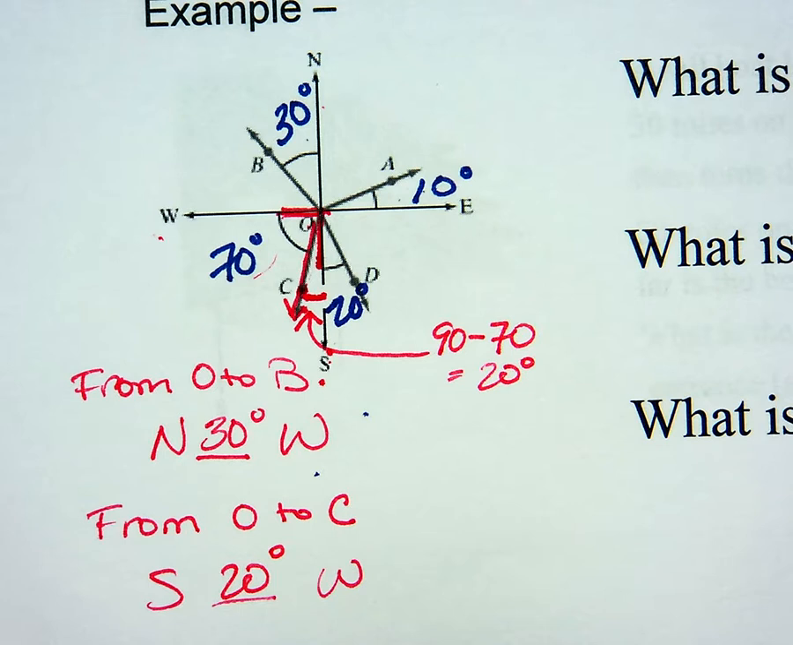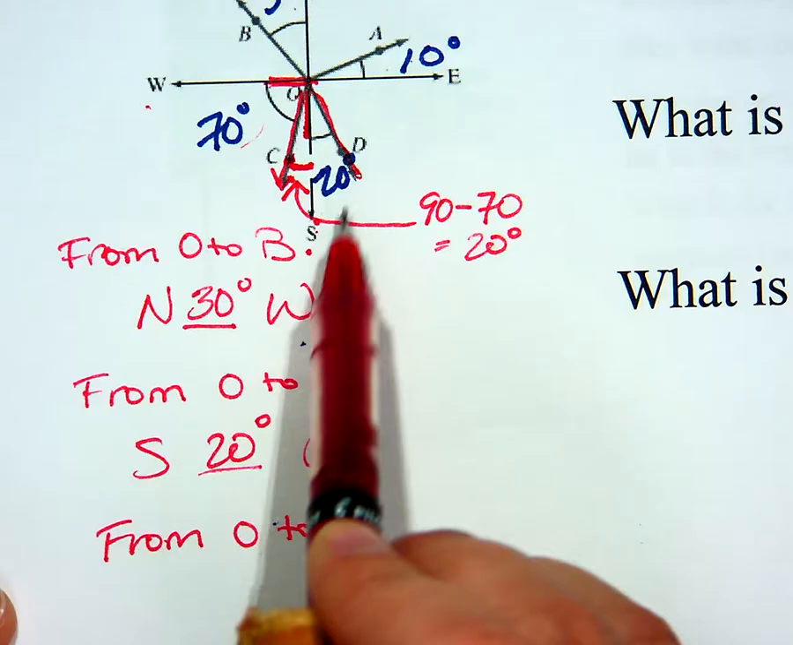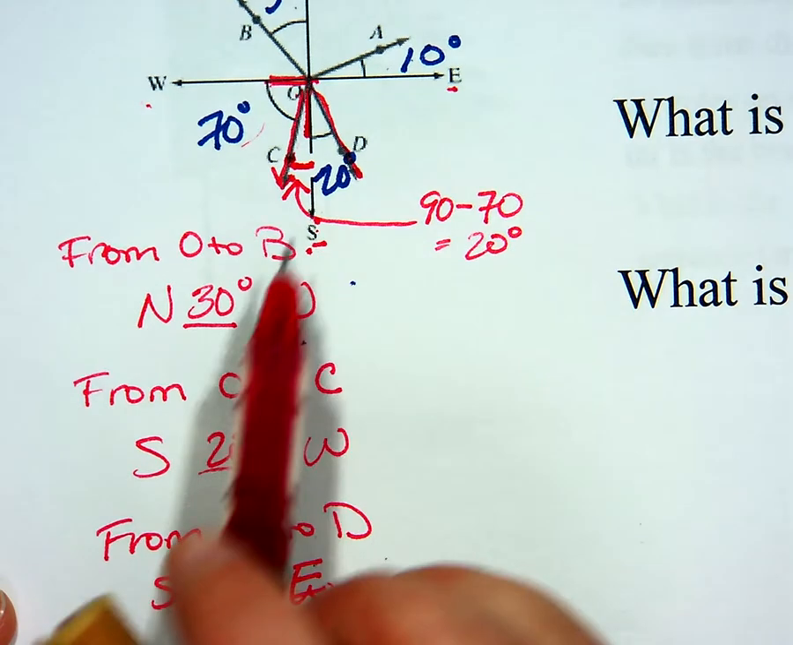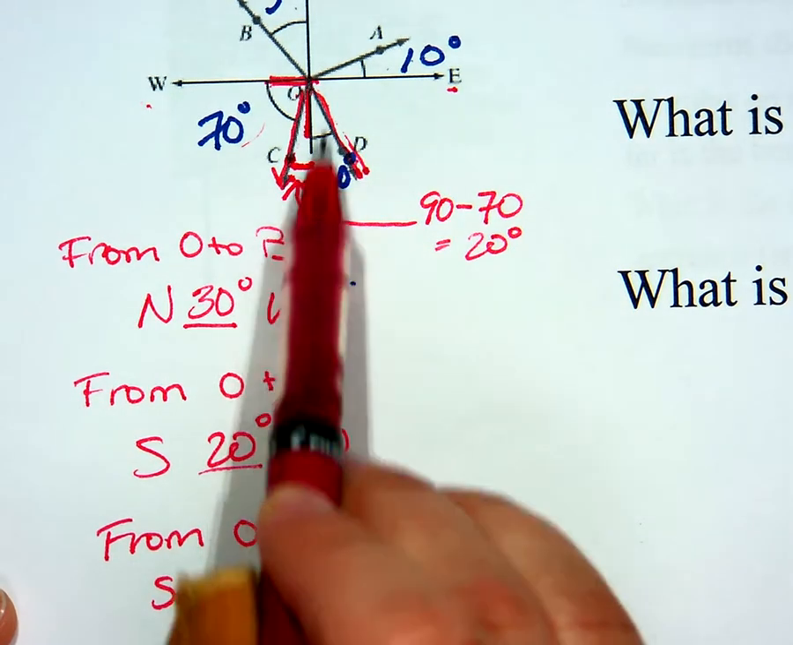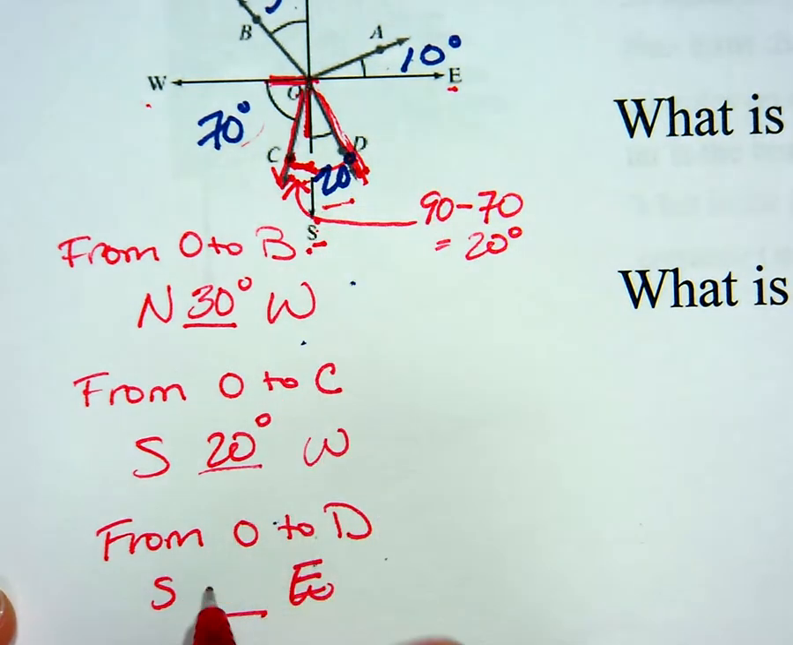Let's see, one more. Let's do from O to D. Here's my ray, O to D. It is in my southeast quadrant. Now, again, the angle is from your ray to the north-south line, and from your ray to the north-south line it says it's 20 degrees. Very good.